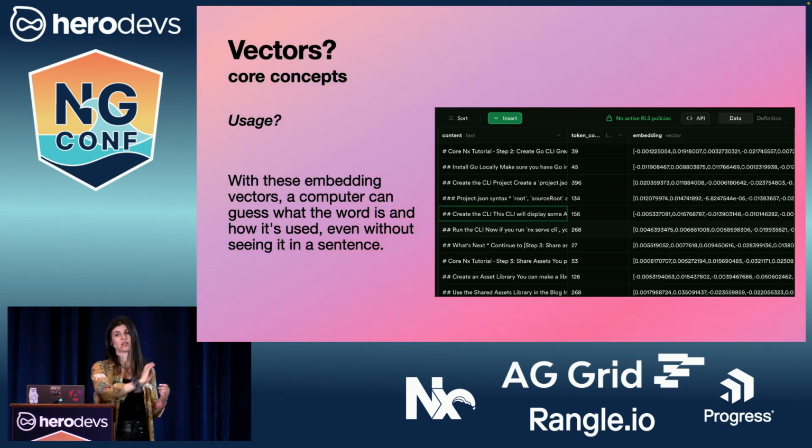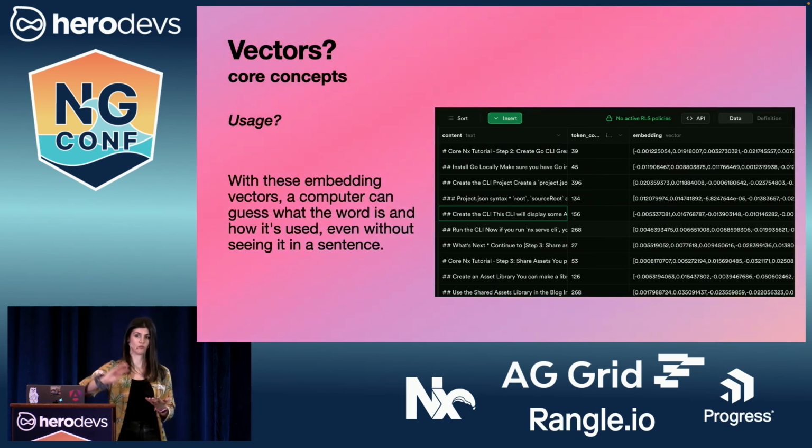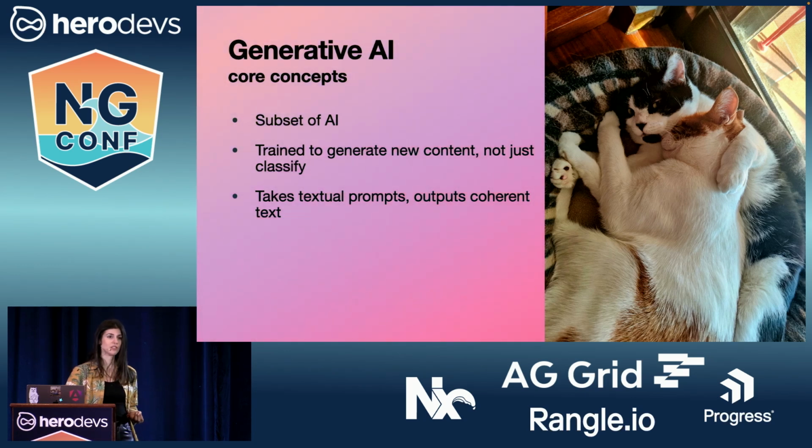And because it's a vector, because it's an array of numbers, the machine, the algorithm can then predict the next word, which is how GPT works eventually. What is generative AI? It's a subset of AI, of course. It's the technology driving these assistants, and particularly the NX AI assistant is the technology behind GPT. It's not just to classify input data, but it generates new content.